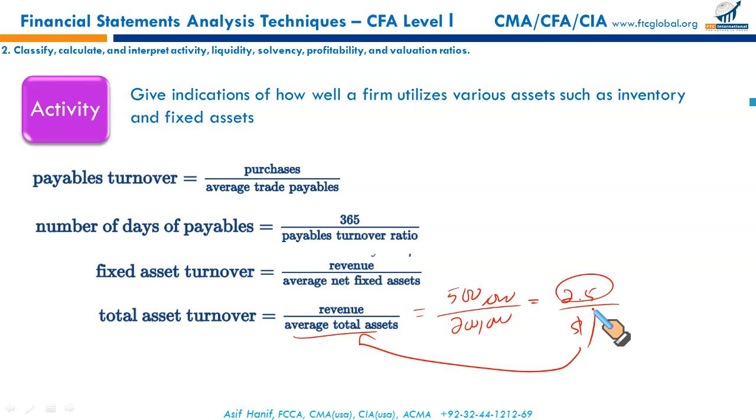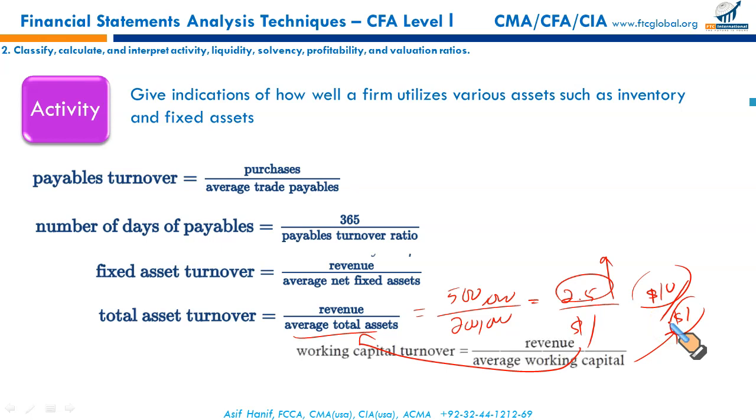Good or bad, we can't say. The higher the number, the better. It means you are using your assets more effectively. Let's say another business has 10 to 1. It means $1 investment in assets has generated sales of $10. So they have made good use of the assets.